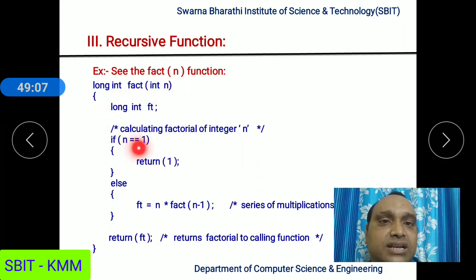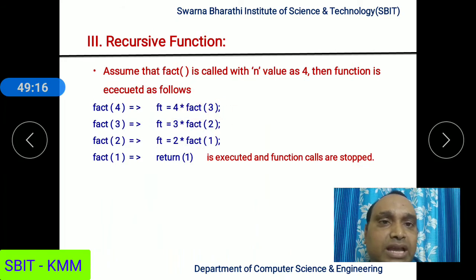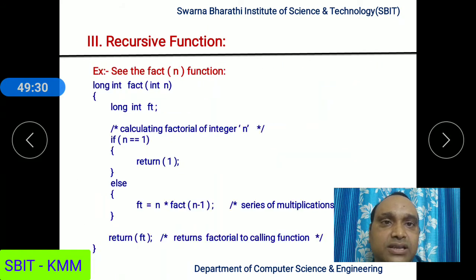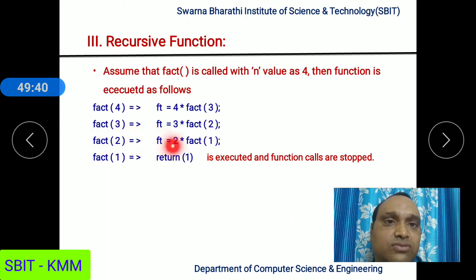Again it will check the condition. 2 is equal to 1, it becomes false. So again ft is equal to 2 into fact of 2 minus 1, means fact of 1. See, factorial 2 needs to be calculated. Factorial 2 is nothing but fact of 2. To determine the factorial of 2, again it is making a call to the fact function with n value as 2. So when it is called with n value 2, what happens? See here, n value 2. 2 is equal to 1, false. So ft is equal to 2 into fact of 1. That is what factorial of 2 is, ft equal to 2 into fact of 1.